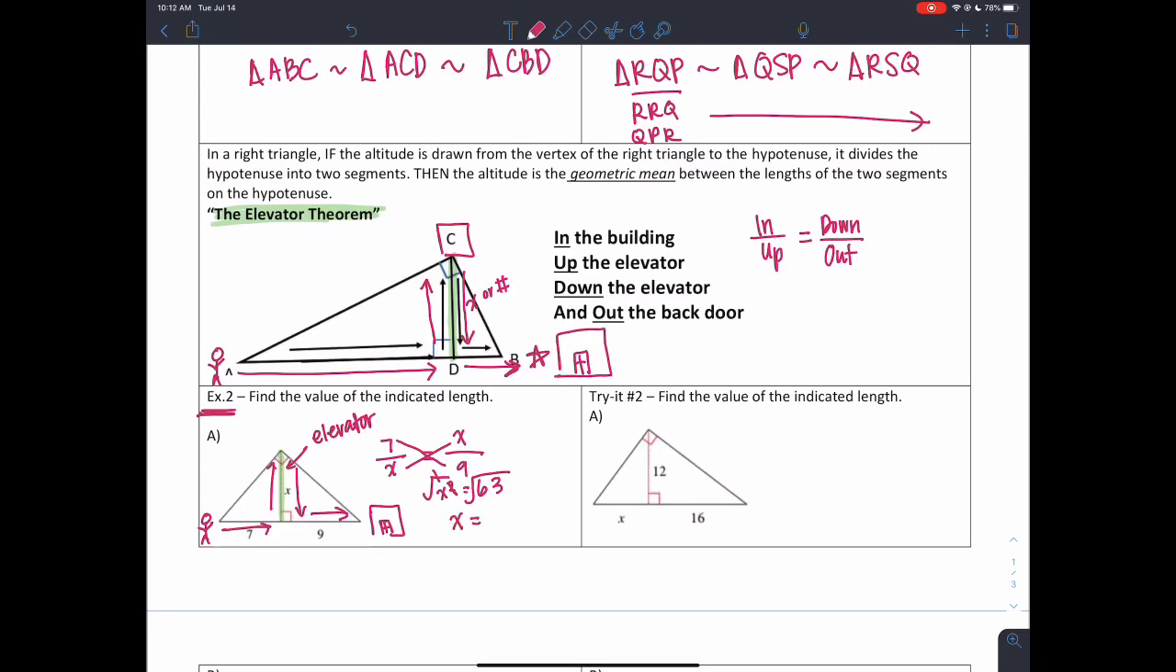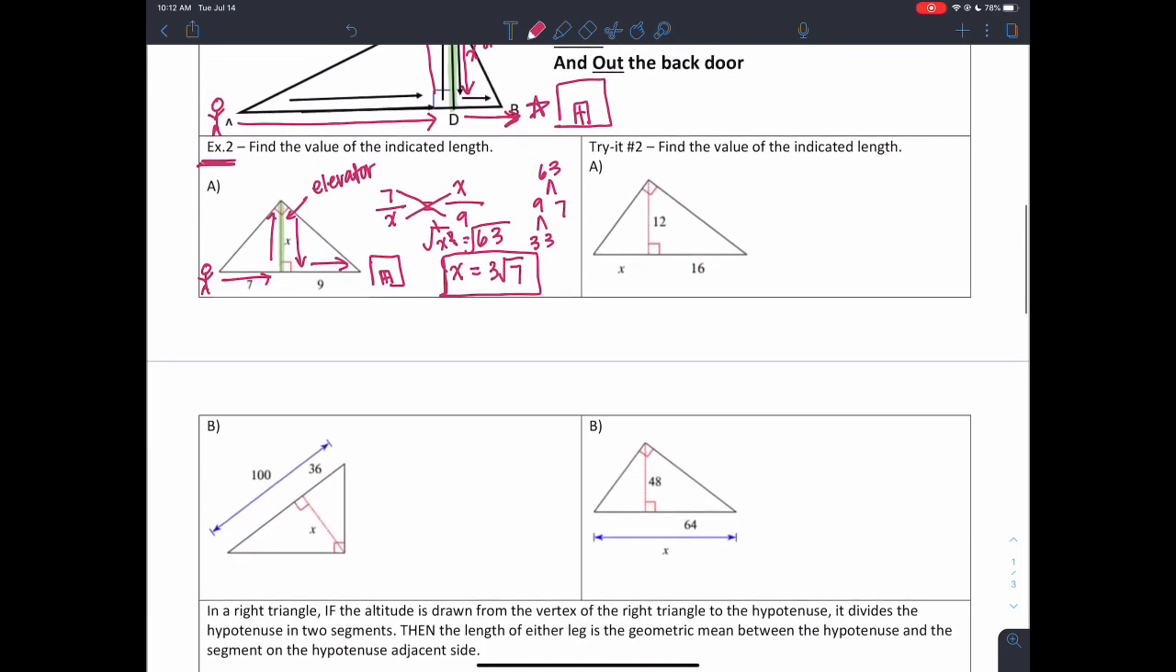And then square root of 63 can be simplified, because if we prime factor, we would have 9 and 7. 9 can be prime factored into 3 and 3, which can come outside our square root. So x is equal to 3 square root 7.